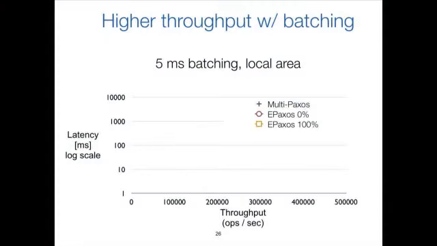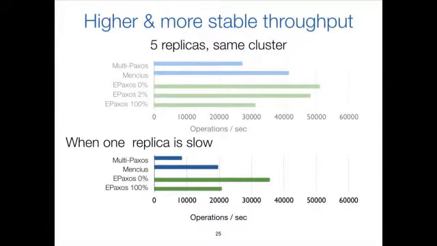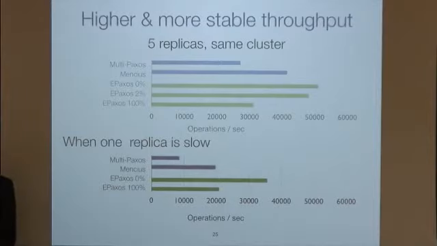Yes? Question on the performance figures. So look at the top one. Comparing multi-Paxos versus 100% EPaxos conflict, right? So the difference is like 10, 20%? The difference here is, no, it's probably smaller than 10%. Yeah, so can you comment on that?